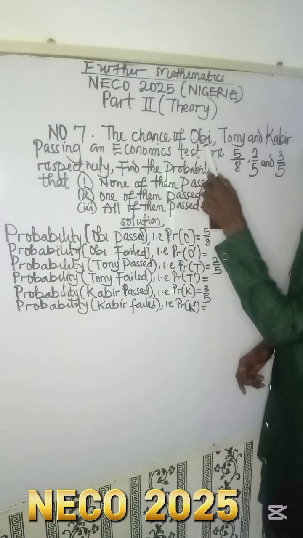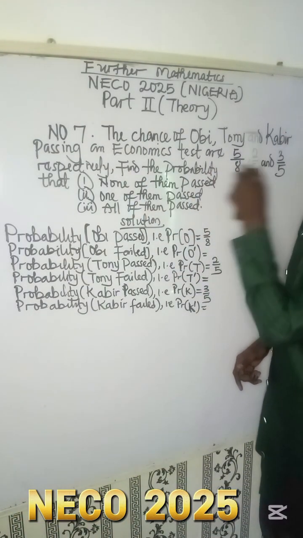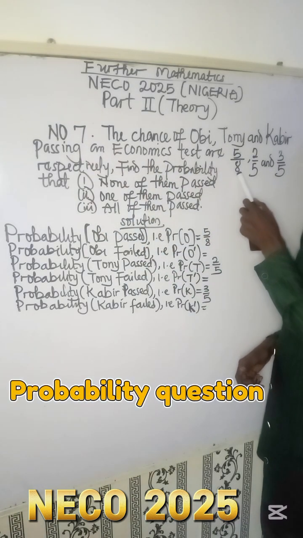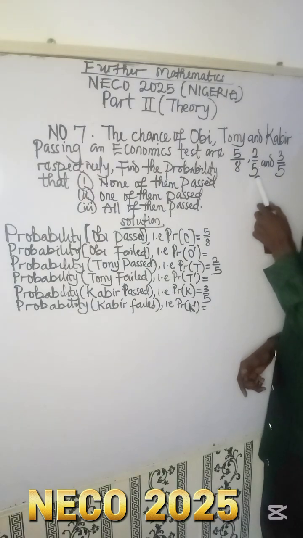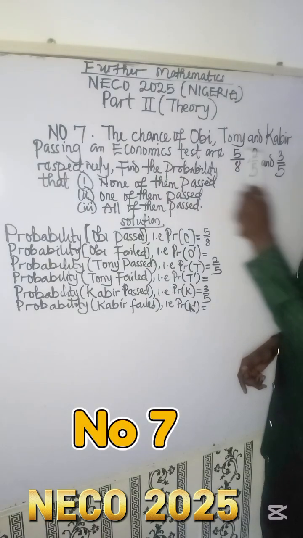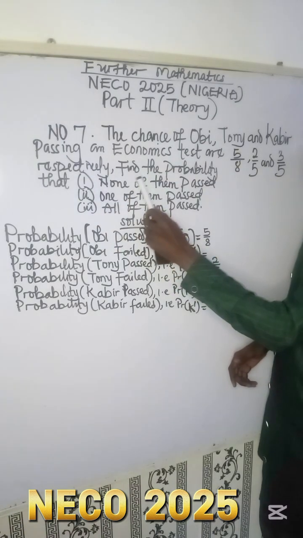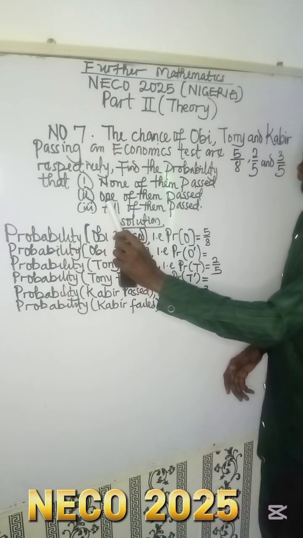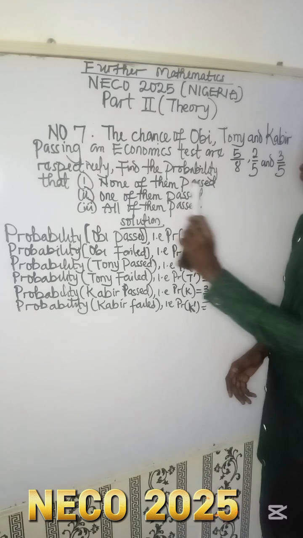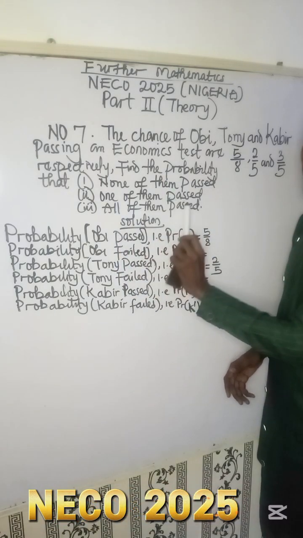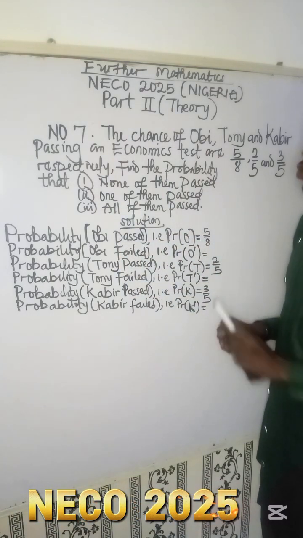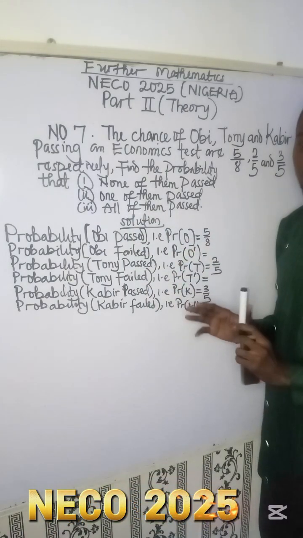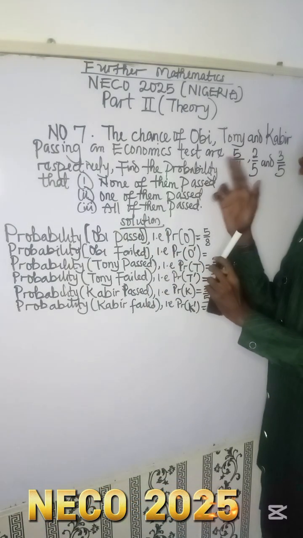The chance of Obi, Tony, and Kebir passing an economics test are 5 divided by 8, 2 divided by 5, and 3 divided by 5 respectively. So we are to find the probability that none of them pass the examination, one of them passes the examination, and all of them pass the examination.